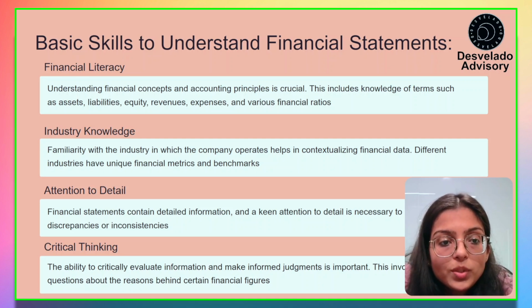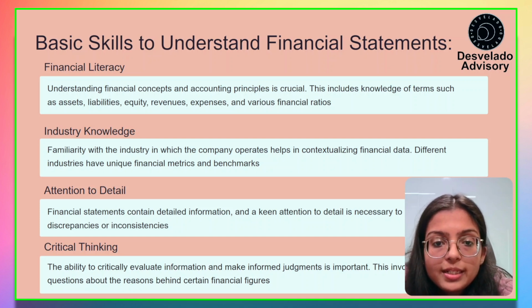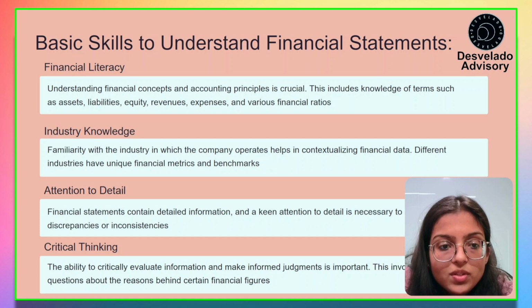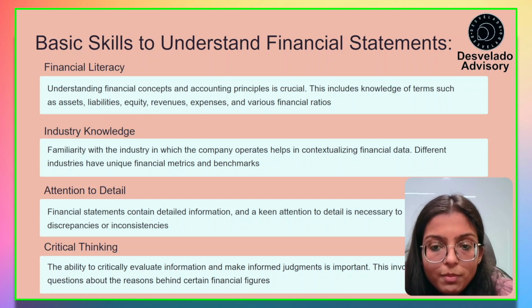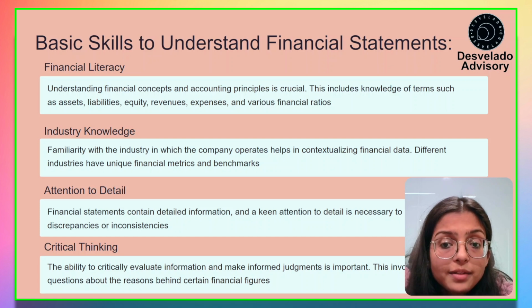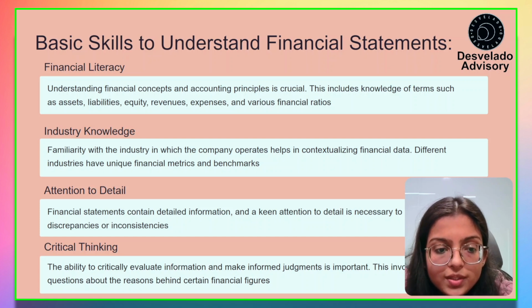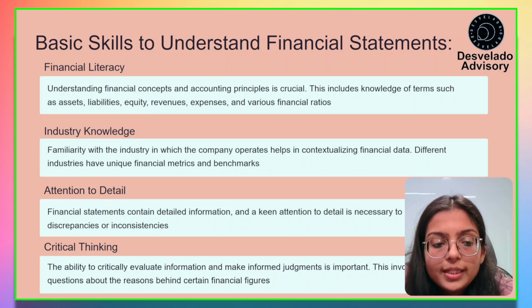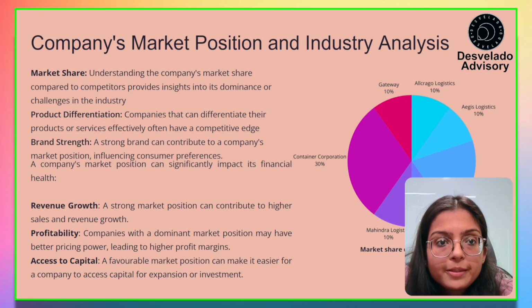Third is attention to detail. Financial statements contain detailed information, and a keen attention to detail is necessary to identify discrepancies. And critical thinking, which means the ability to critically evaluate information and make judgments. Making informed judgments is important, and that involves asking questions about the reasons behind certain financial figures and logically justifying their judgments. Then it comes to the company's market position and industry analysis.